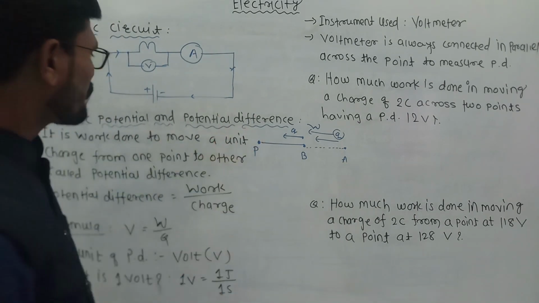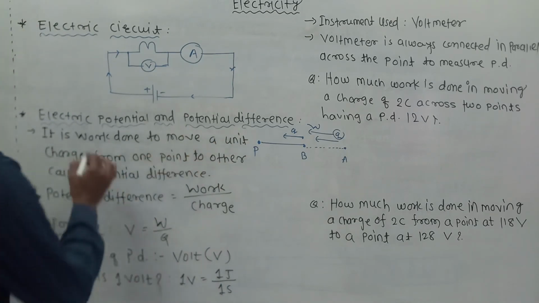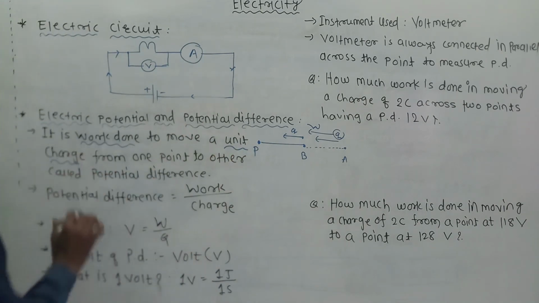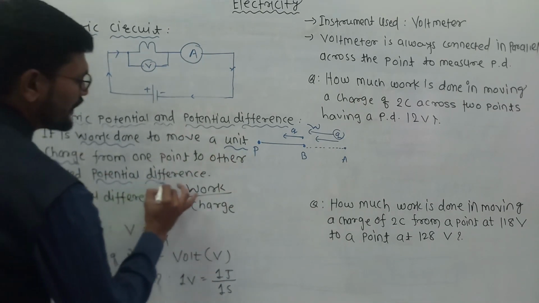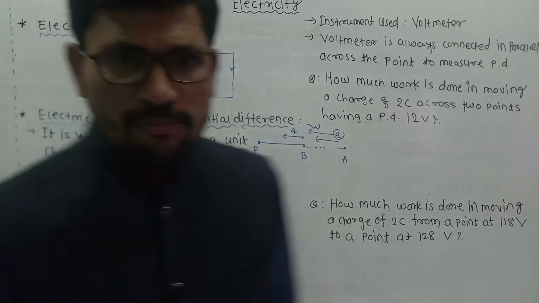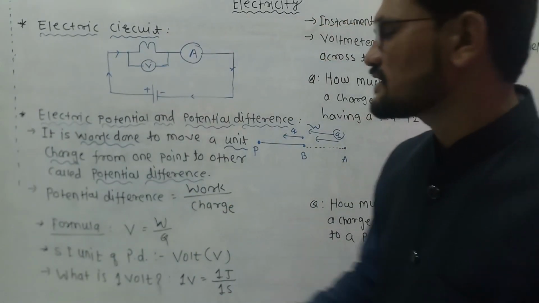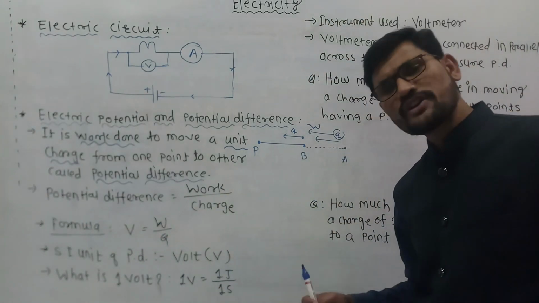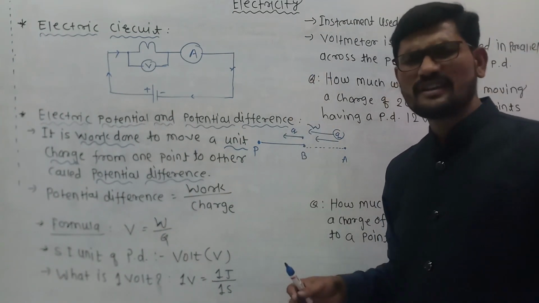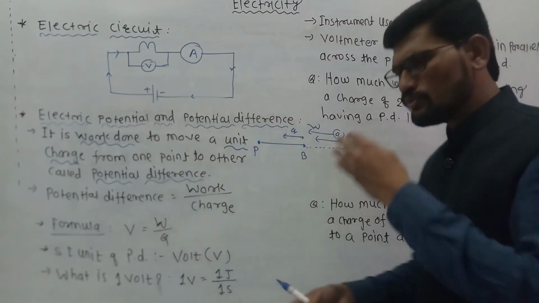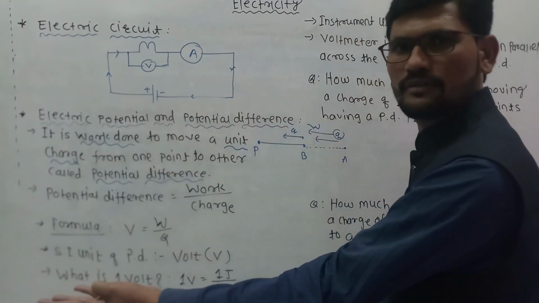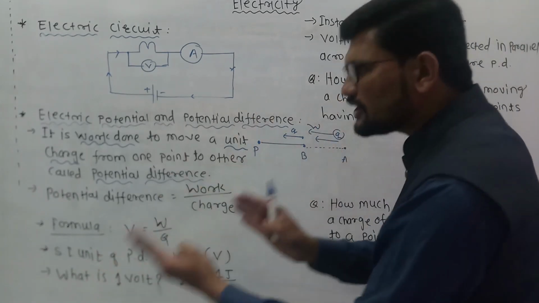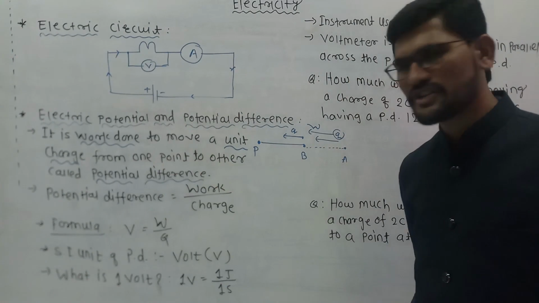So electric potential and potential difference is the work done to move a unit charge from one point to another point. Simply, we can write the formula: potential difference is equal to work divided by charge. Why are we writing potential difference as work upon charge? It's very simple, because we are doing some work on that charge to move it from one point to another point. That is what is called the potential difference.